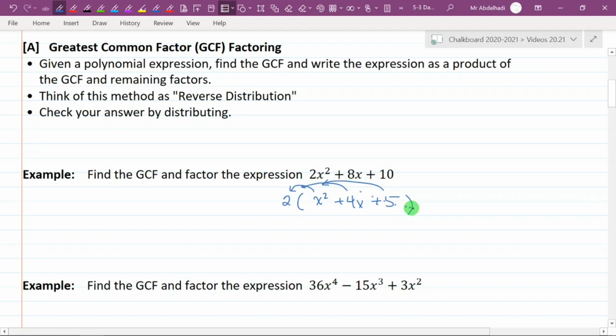Now, if you want to check your work, all you do is distribute, okay? So when you do GCF factoring, you should check your work. You say, all right, well, if I were to distribute this back, do I get back 2x squared? 2 times 4x is 8x. 2 times 5 is 10? Yeah, and that's GCF factoring.